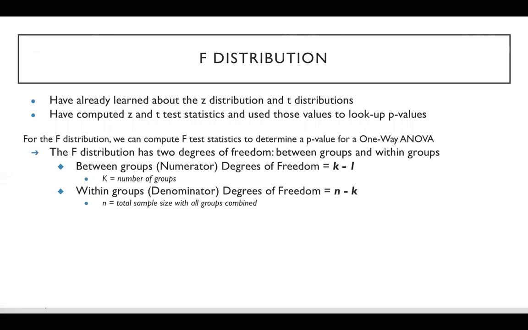So the between groups, we call that the numerator. That degrees of freedom is calculated by taking k minus 1. So k is the number of groups, and we subtract 1 to get the between groups degrees of freedom. Within groups, also known as the denominator sometimes, that's calculated by our sample size minus k. So the sample size here is the total sample size with all groups combined, and then we subtract the number of groups, and we get the within groups degrees of freedom.